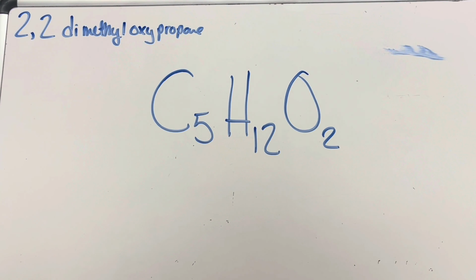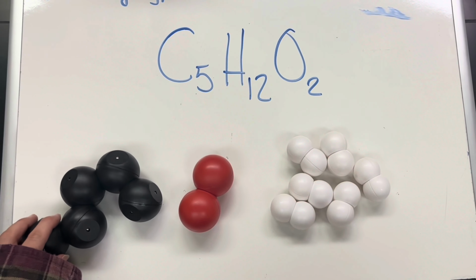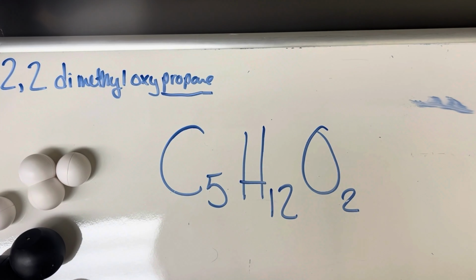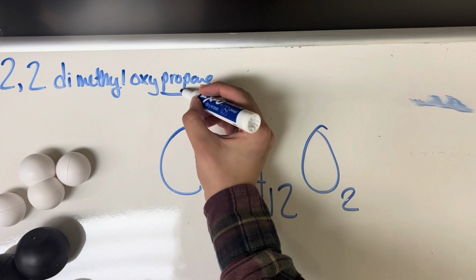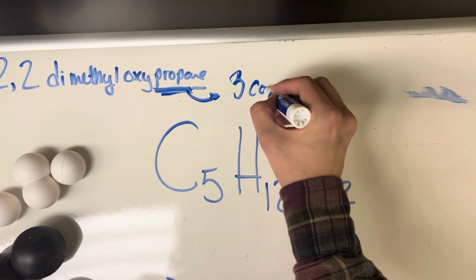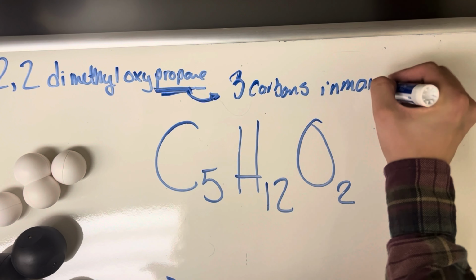The molecule that we are investigating is C5H12O2. This is 2,2-dimethoxypropane. This means we're going to be using 5 carbons, 2 oxygens, and 12 hydrogens. The first thing we notice is that the last word in the molecule represents how many carbons are in the main chain of the molecule. Propane indicates that there are 3 carbons bonded in the main chain.